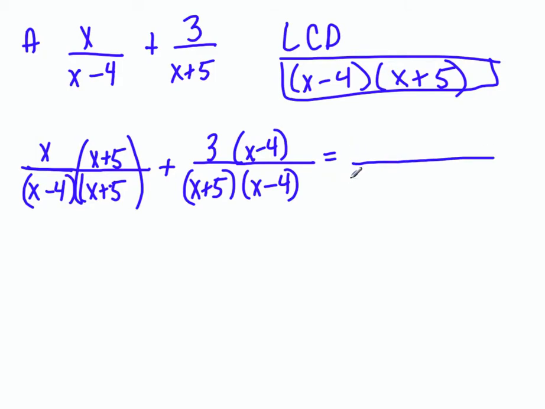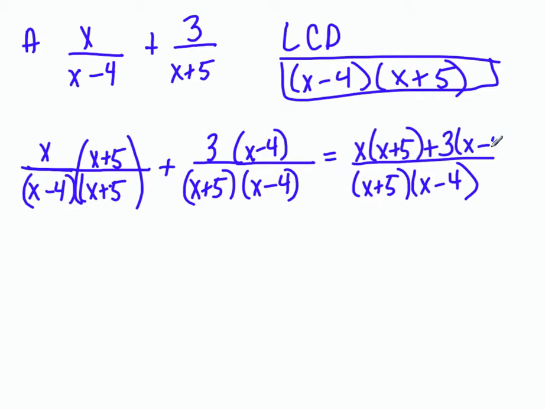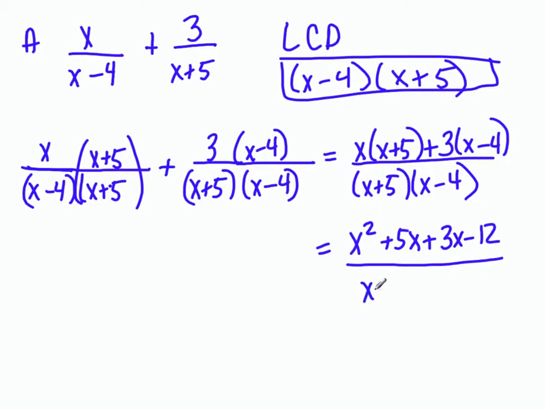And then the bottom would become x plus 5, x minus 4, and then you bring everything over. So it would be x times x plus 5 plus 3 times x minus 4. Then you could distribute the top. So x times x is x squared plus 5x plus 3x minus 12, and you distribute the 3 over x plus 5, x minus 4. The important part to remember is if you have a binomial and you're multiplying, you need to put that in parentheses.